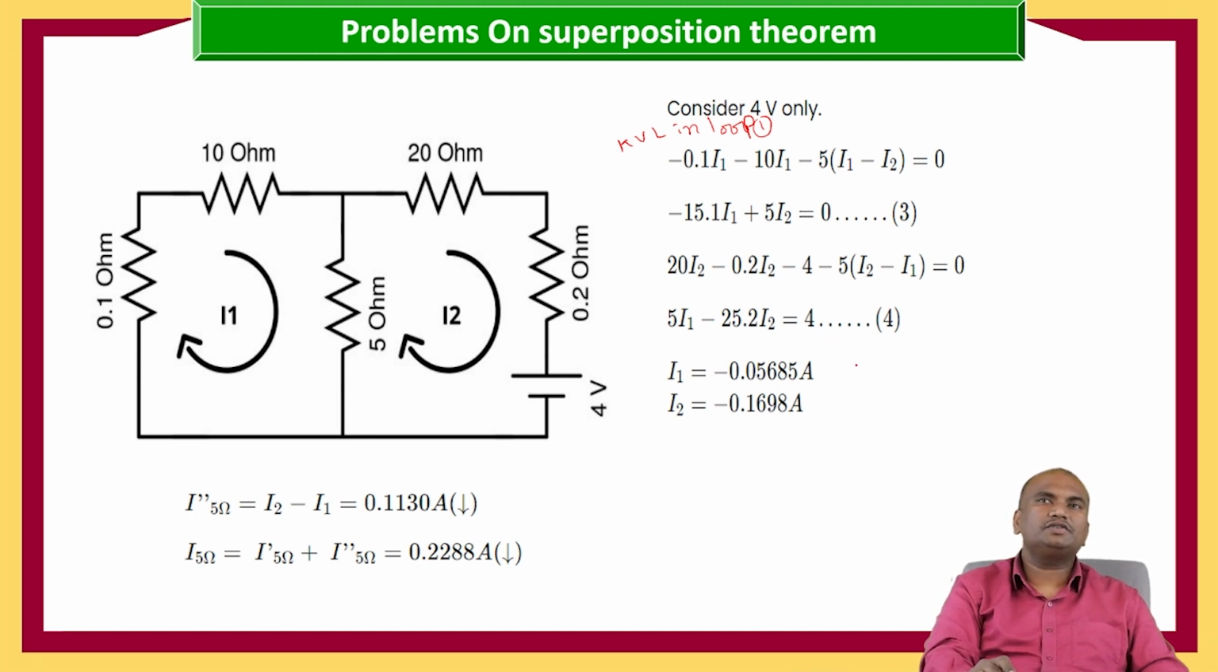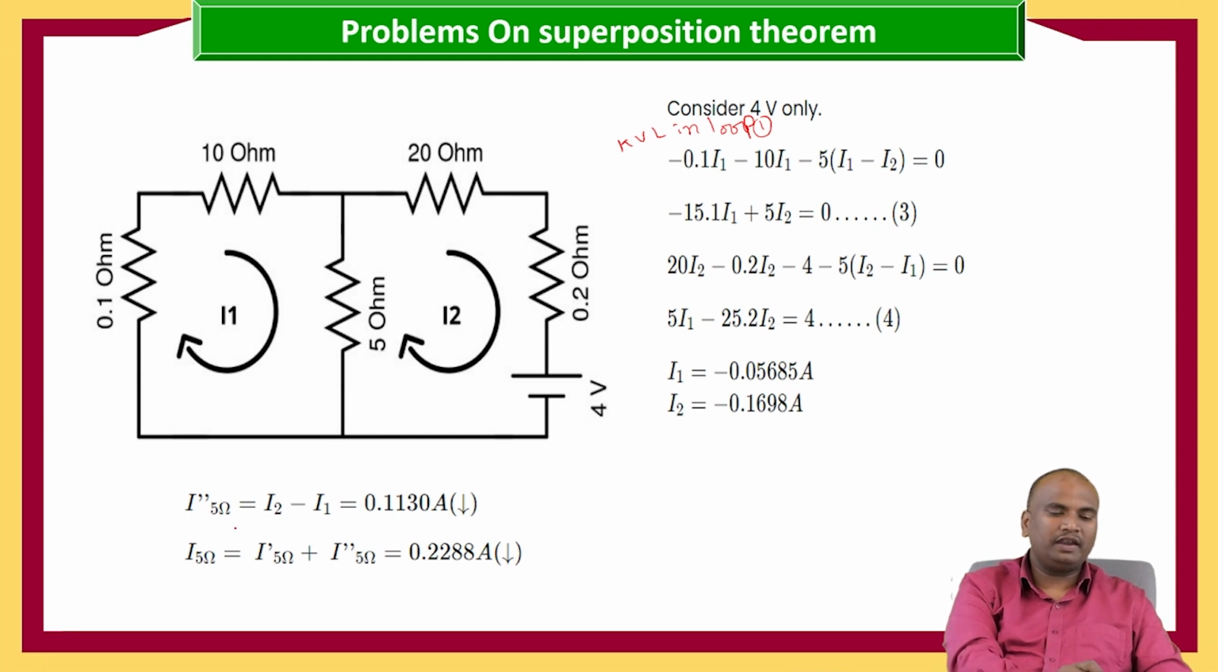Now if we solve these two equations, equation 3 and 4, we will get the I1 value as minus 0.05685 amperes and the I2 value as minus 0.1698 amperes. Now I phi double dash is equal to I2 minus I1, that is 0.1130 amperes in the downward direction.